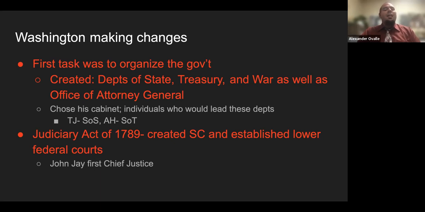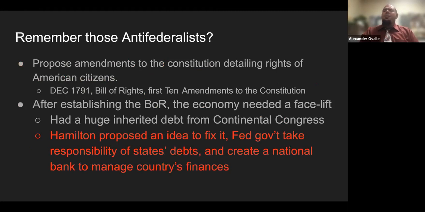Then 1789, the Judiciary Act was created, which creates the Supreme Court and established lower federal courts. John Jay, the first Chief Justice. Remember those anti-federalists? Well, they proposed amendments to the Constitution detailing the rights of the American citizens. December 1791, Bill of Rights, the first 10 amendments for the Constitution were added.